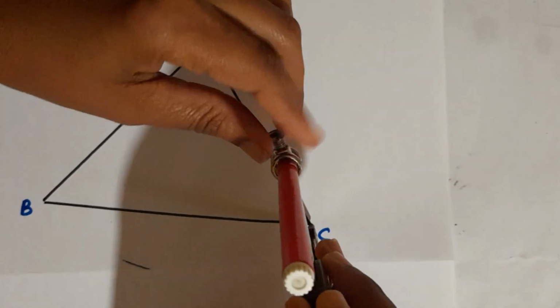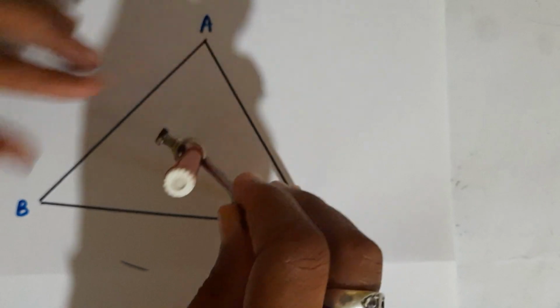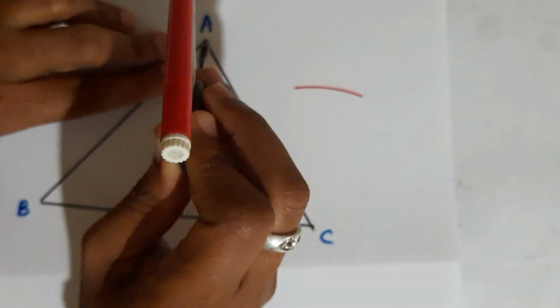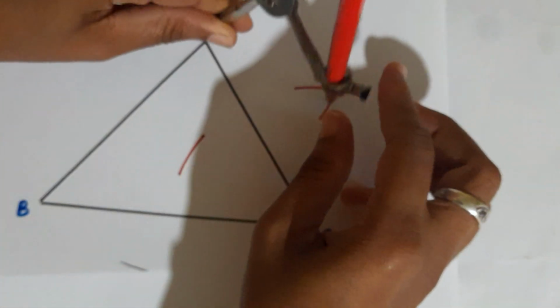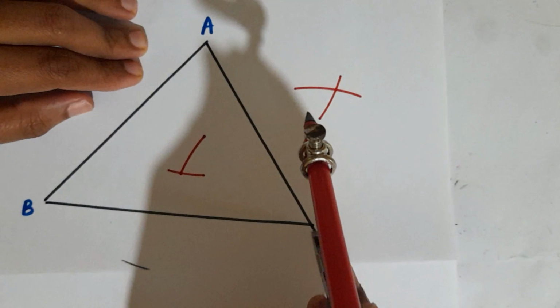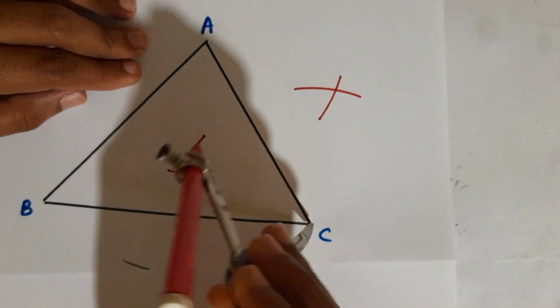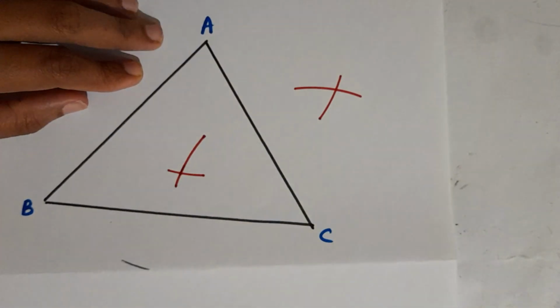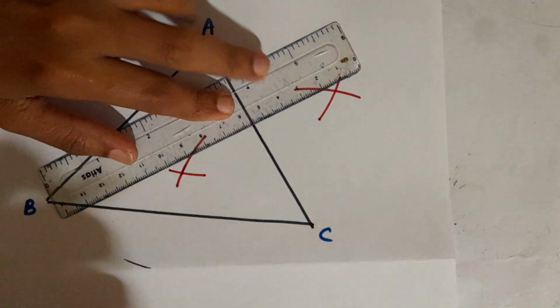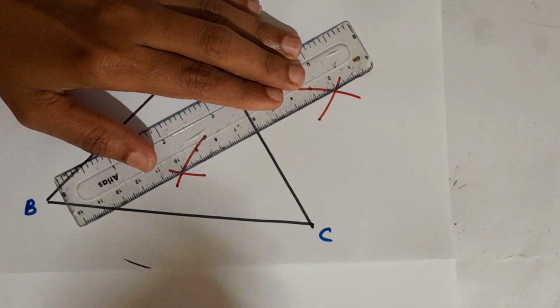First, I'll draw the perpendicular bisector of the line segment AC. We can draw two arcs like this, then without changing the distance, keeping on A also, I am drawing two arcs. Then we can join these intersecting points by using the straight edge.